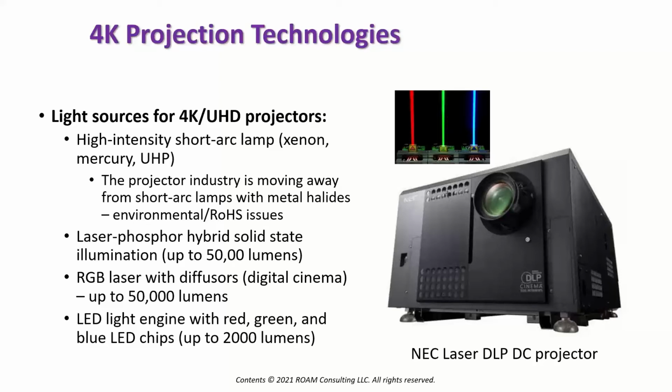You don't have that problem if you're using lasers or laser phosphor hybrids or lasers with LEDs. The laser phosphor hybrid is a very popular way to create light for a projector. They're now up to 50,000 lumens, which is a pretty bright image. And RGB lasers with diffusers, I mentioned those earlier, can do up to 50,000 lumens as well. And LEDs, just red, green, blue LEDs in chips, can get up to 2,000 lumens. And any of these would be instant on, instant off projectors. It's just like turning on and off a light switch.